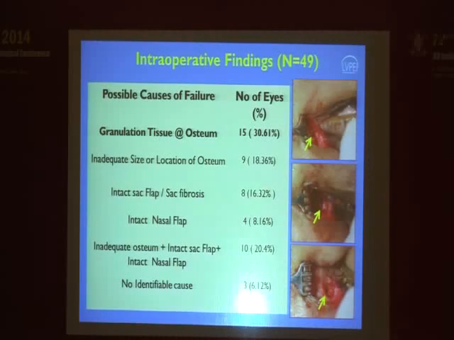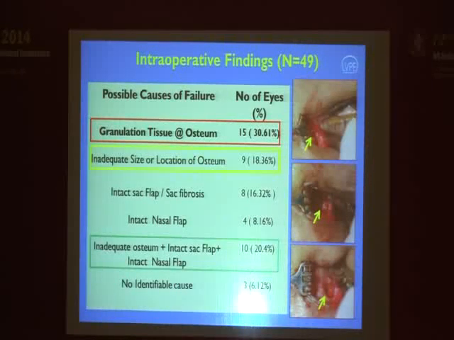We found out that granulation tissue at the ostium was the single most common factor of failure, in about 31% of the eyes. Whereas, if you note, 10 eyes, or about 20% of the cases, had an inadequate ostium, an intact sac flap, and an intact nasal flap. This indicates that the surgery was initiated, giving us a false impression of a scar, a false impression that surgery was done, but actually there was no surgery done, or the surgery was abandoned in the middle because of unknown reasons.